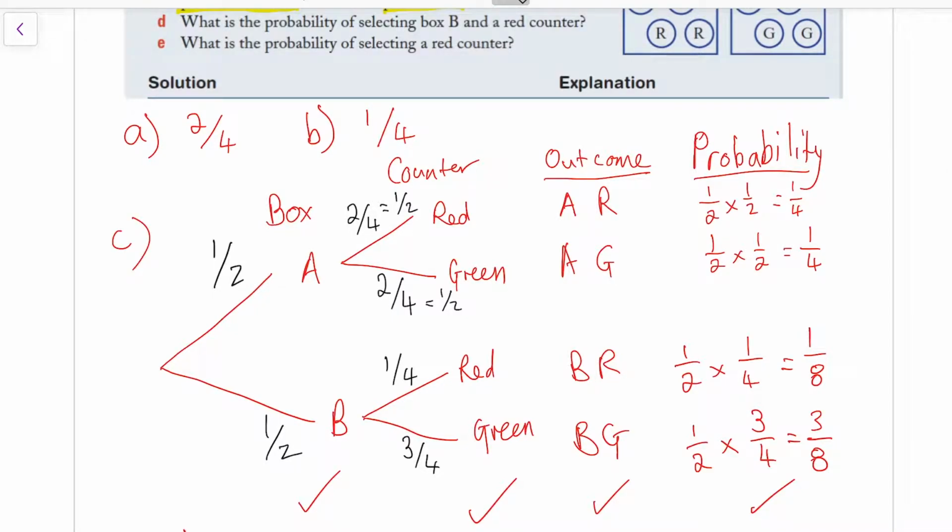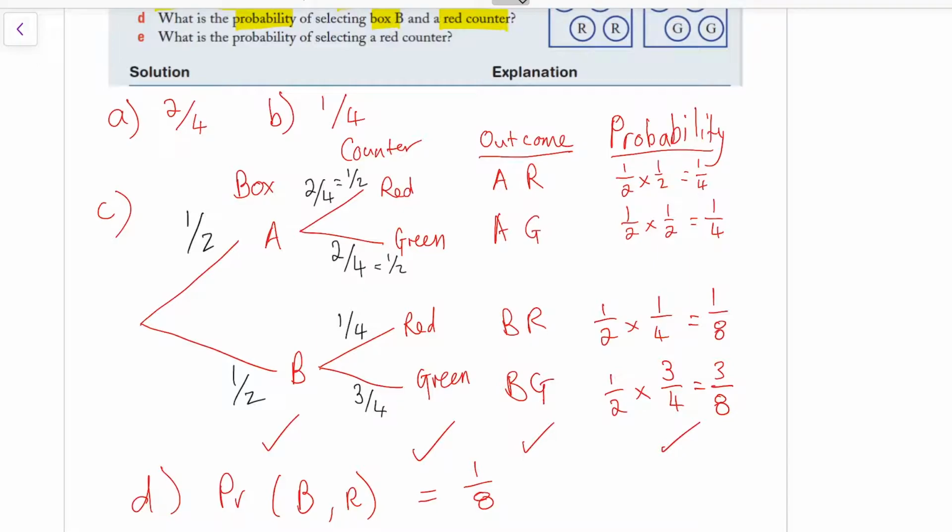Now we can actually move on to what is the probability of selecting box B and it's a red counter. So box B and a red counter, probability of B and a red counter is 1/8. That's simple. So you're doing all the hard work when you do the tree diagram. Probability of selecting a red counter. Okay, so now we want to just select a red.